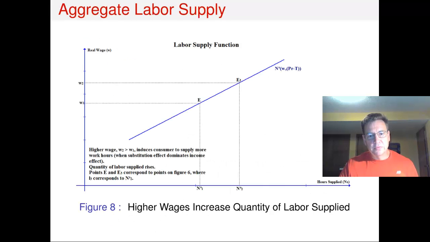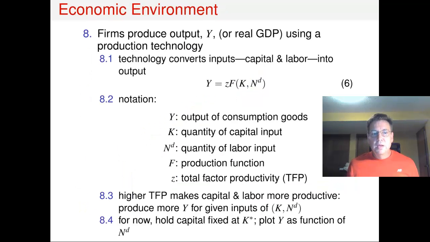We finished talking about the supply of labor, and we ended with this figure, which shows us that the quantity of labor supplied rises as the real wage increases. Now we will derive the demand for labor. Demand for labor is going to come from firms.